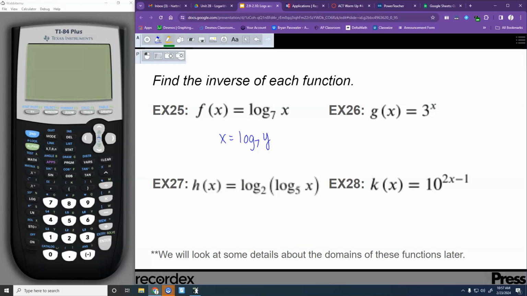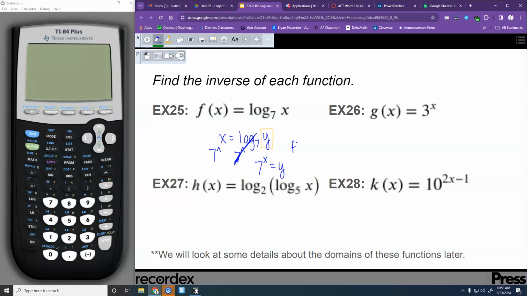We want to solve that for the y, which means we've got to get rid of the log base 7. How do we get rid of a log base 7? We're going to do the base raised to that side, on both sides. Or you can think of it as rewriting, whichever way makes most sense to you. But I like to think of it as inverses here. That cancels out. So we've got 7 to the x power equals y.